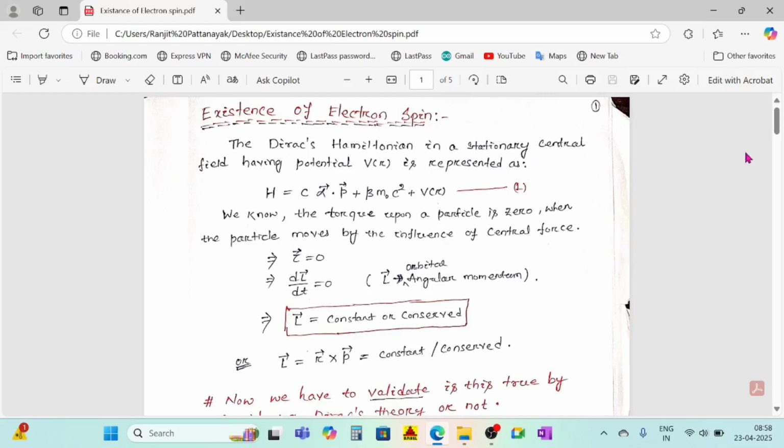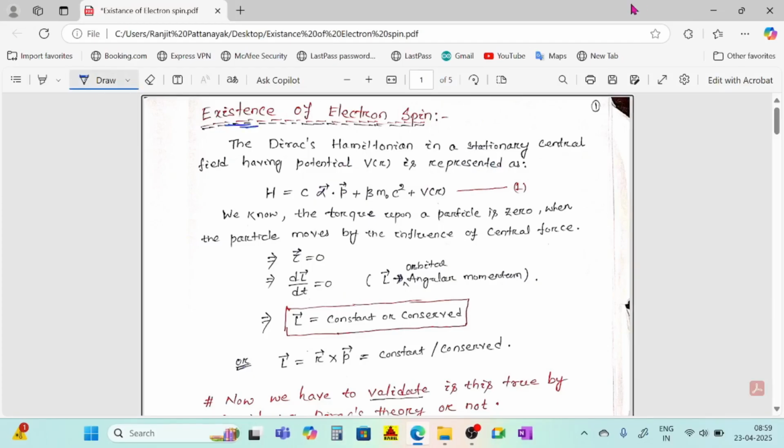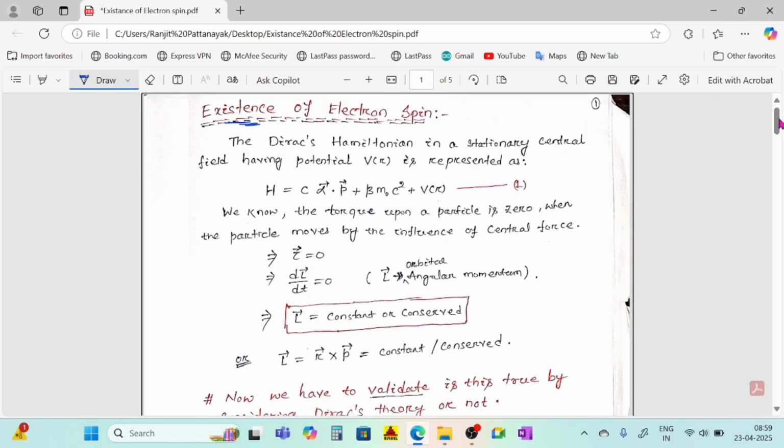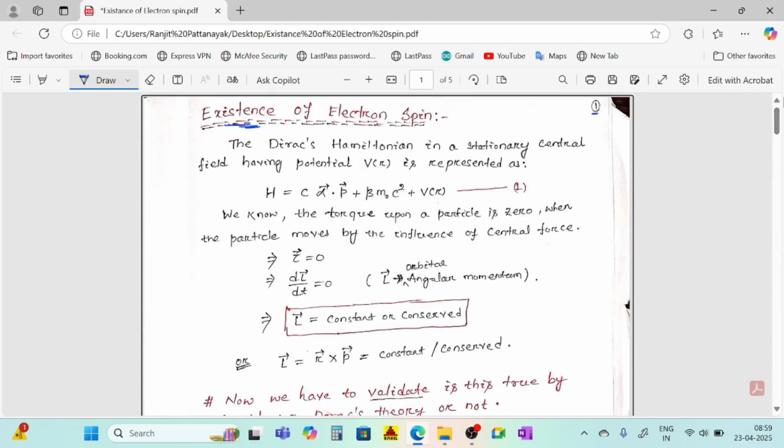Here you can see the entire note on the existence of electron spin. I told you that I will provide you this note. This is the entire note, 6 pages. The page numbers are provided over here: 1, 2, 3, 4, 5, 6. I derived it step by step.